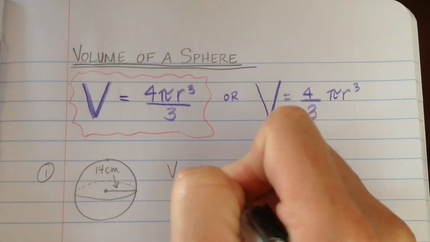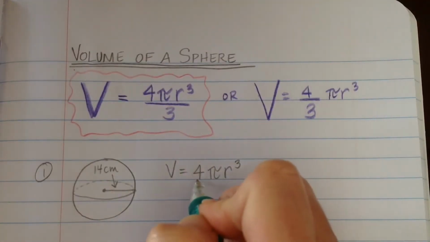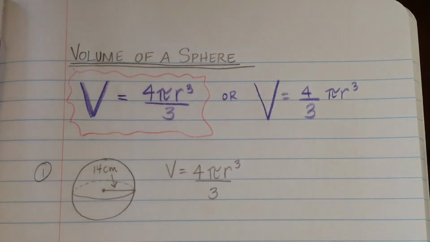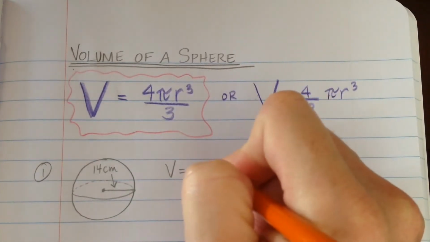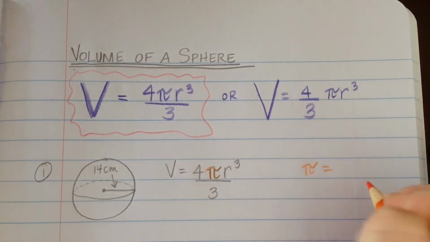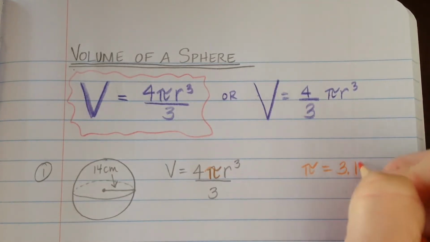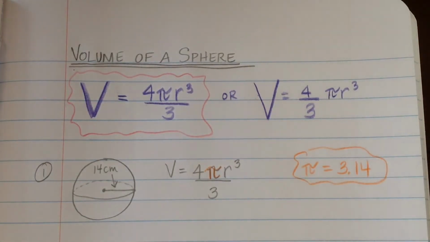4 pi r cubed, don't forget that it's cubed, divided by 3. Two things we need to know here. We need to know, what is pi? What is the value of pi? Pi equals 3.14. Awesome sauce. That is always going to be the same.